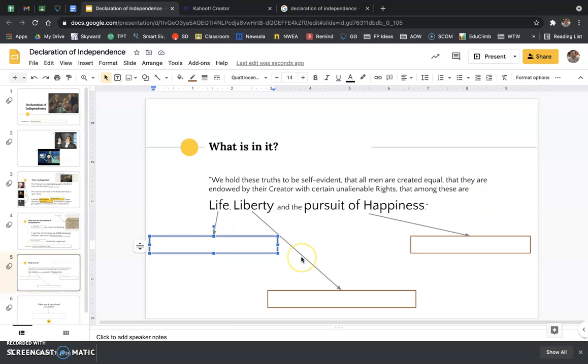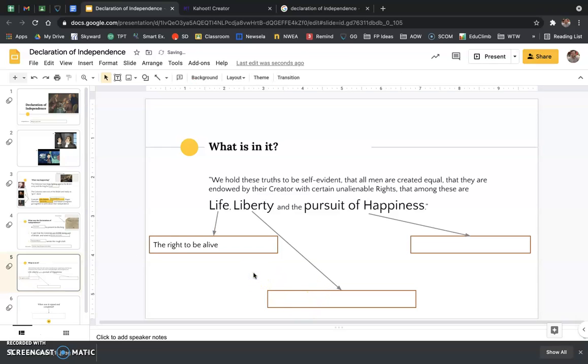Okay, so what that means, we're going to talk about each one of those things. Life is easy. The right to be alive, right? Which seems kind of silly, but at the same time, if you remember what happened during the Boston Massacre, those 5 people that died, they did not have the right to be alive, right? The king and his army killed them. And so that is why they put life in there, because we have the right to stay alive, to not die from the government.